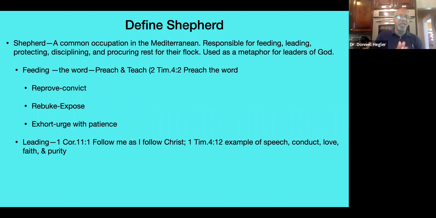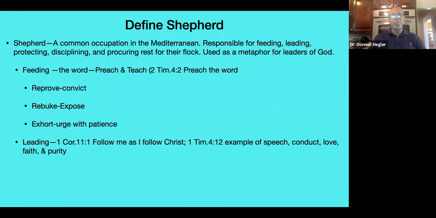The hardest job that a shepherd has is being the person that he wants the congregation to become. I want you to hear what I said. The hardest job that the shepherd has is to be the example that he wants the congregation to become. This is what Paul is saying to Timothy in 1 Timothy chapter 4 and verse 12. He says that you are to be the example. In other words, you are to be the blueprint.